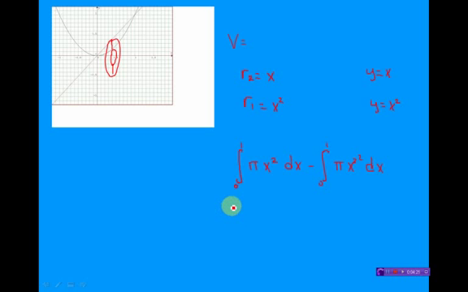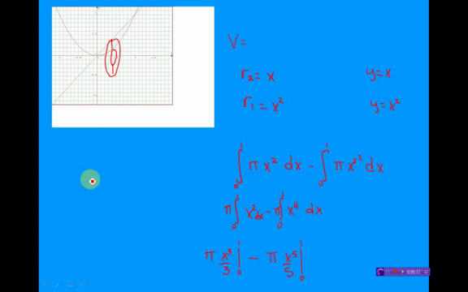And what I can do now, of course, is integrate this. I'm going to rewrite this really quickly as the integral from 0 to 1 of pi x squared, minus the integral from 0 to 1, with the pi on the outside, of x to the fourth dx. Now if I go ahead and take the definite integral of this, since it's both 0 to 1, I'm going to just rewrite that as pi x cubed over 3, evaluated between 0 and 1, minus pi x to the 5th over 5, evaluated from 0 to 1.